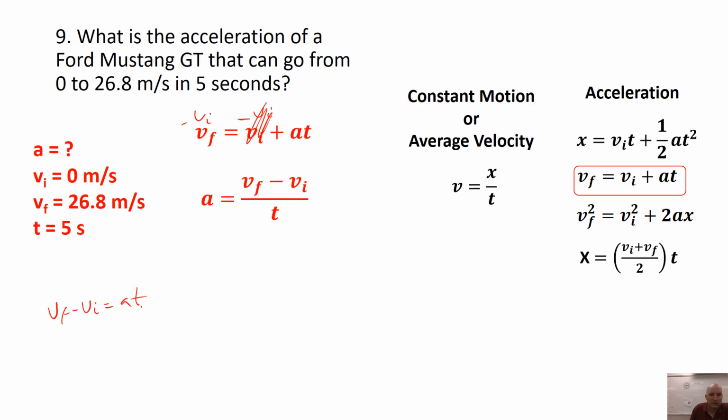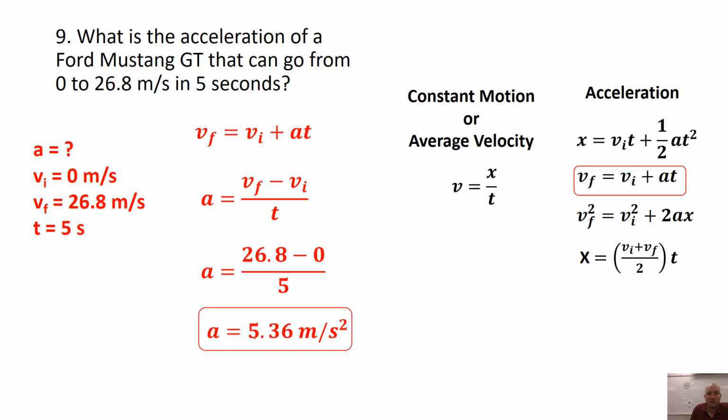And then we want to go ahead and get rid of t. We're going to divide t by both sides, and that's going to get us to this equation. And so then we plug in all our values. After we plug in all our values and do the math, you should get 5.36 meters per second squared.